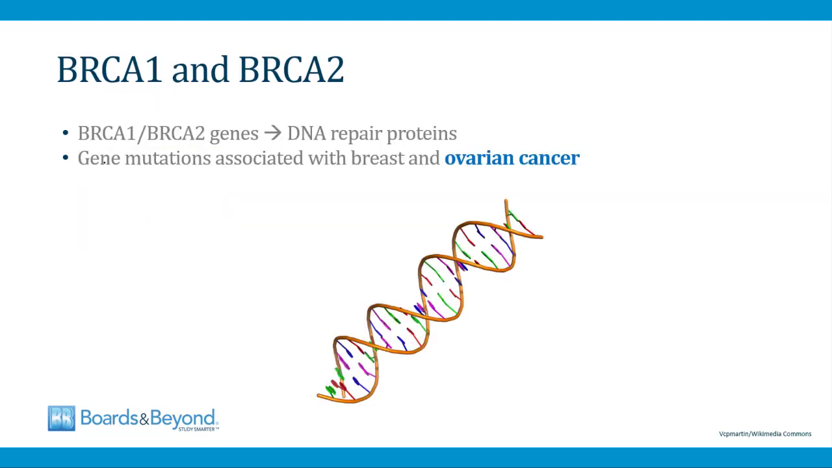In videos on breast cancer, I talk about the BRCA1 and BRCA2 genes, which code for DNA repair proteins. They're associated with an increased risk of breast cancer, that's why they're called BRCA genes, but you should know that they're also associated with an increased risk of ovarian cancer. So women who have one of these gene mutations have a higher risk of ovarian cancer.